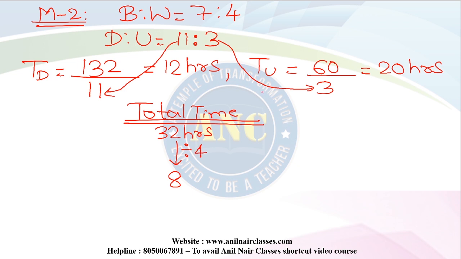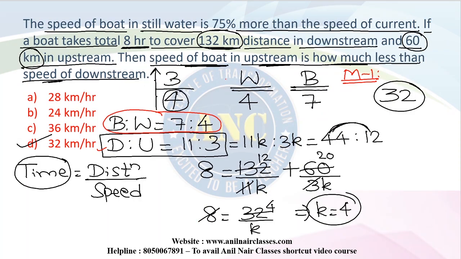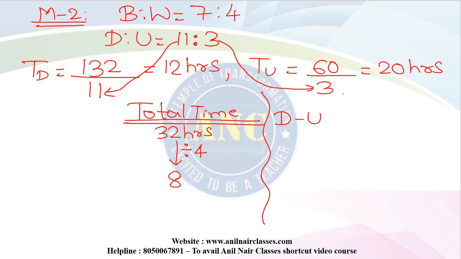Now what are they asking you in the question? They are asking for the difference between D and U. You can check it out if you want: the speed of the boat in upstream, upstream speed is how much less than downstream speed. If you want to know how much less or how much more, you need to always take the difference. According to the ratio, the difference between D and U is 11 minus 3, which is 8.